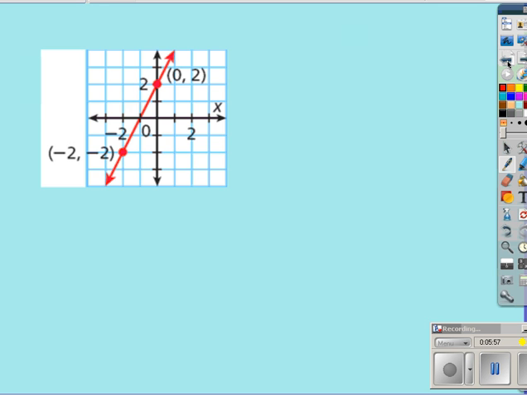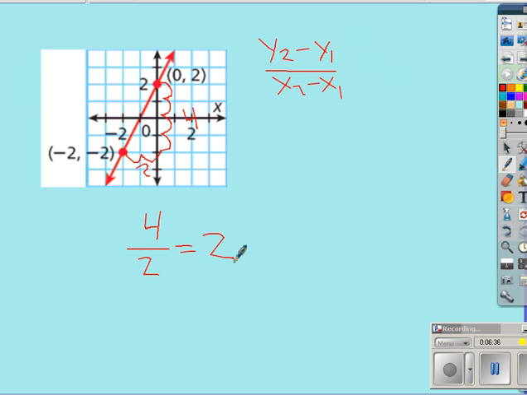They will give you a graph with 2 points. At this point, you have your choice now. You can use our slope formula of y2 minus y1 all over x2 minus x1 and use these 2 points to find the slope, or you can just visually look at the graph and count. We've got a rise of 1, 2, 3, 4, and a run of 1, 2. So rise over run, 4 over 2, I get a slope of 2. So visually, we can still do it that way.